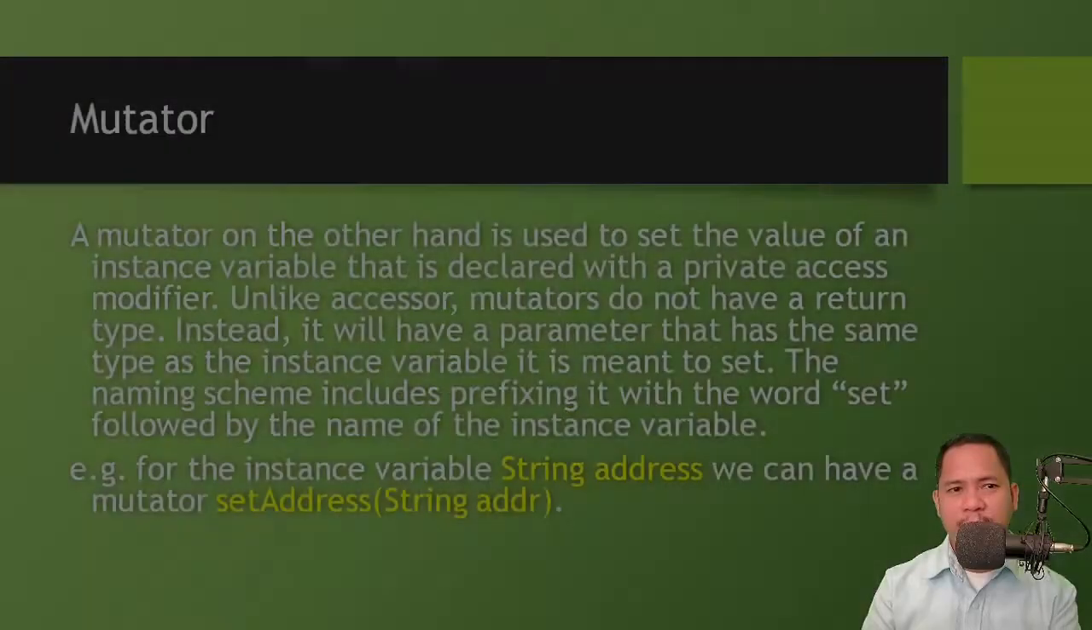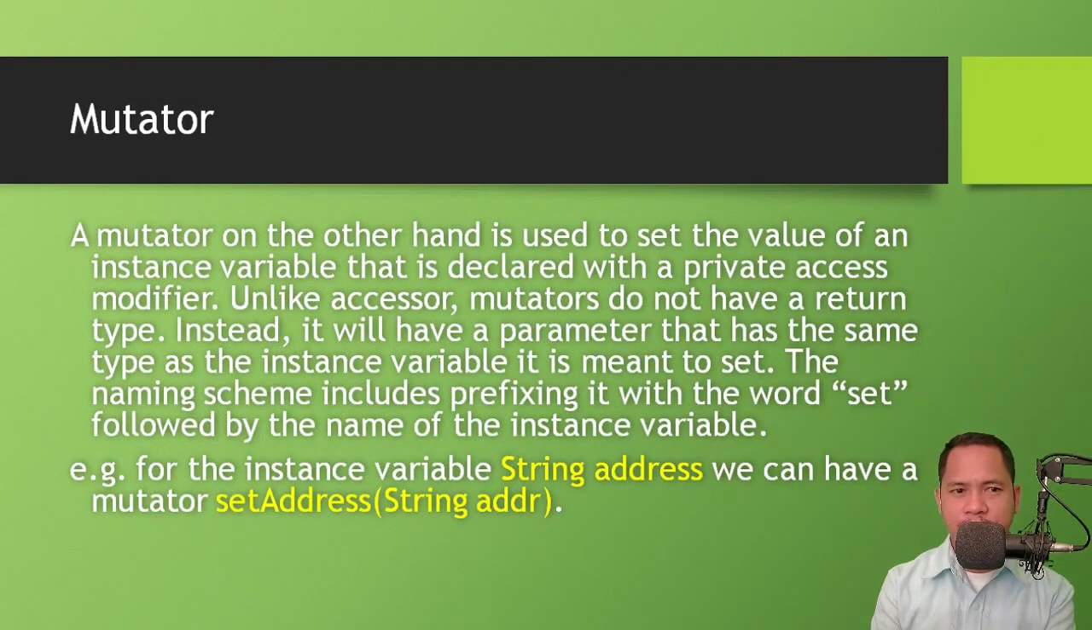The partner for this is the mutator. The mutator is the one that is going to change the value of an instance variable. The mutator and the accessors are all public, so that they will be accessible by other classes. However, you only use mutators and accessors for instance variables that are declared as private.